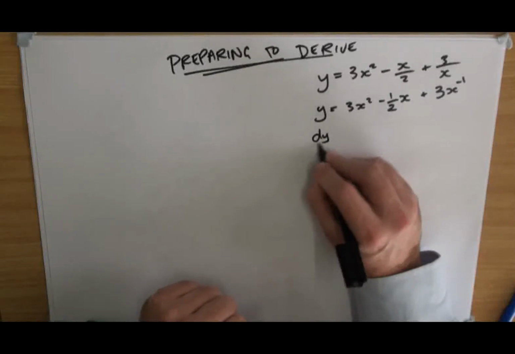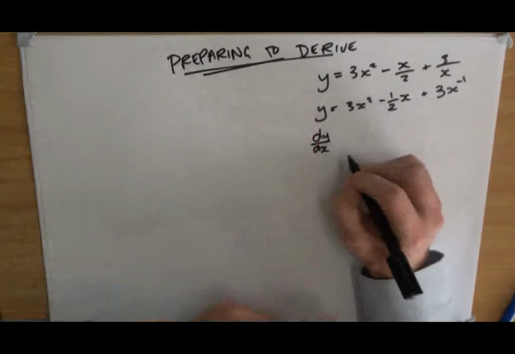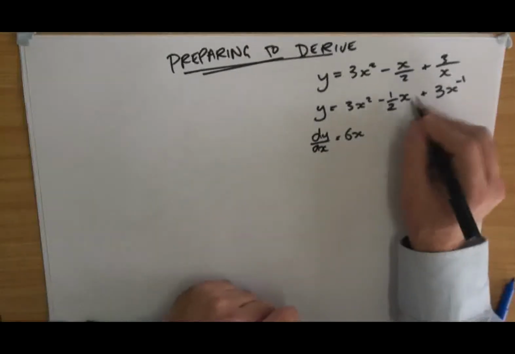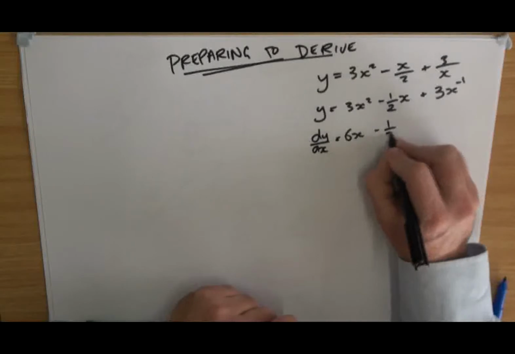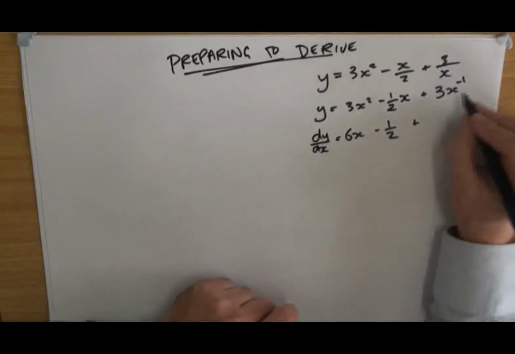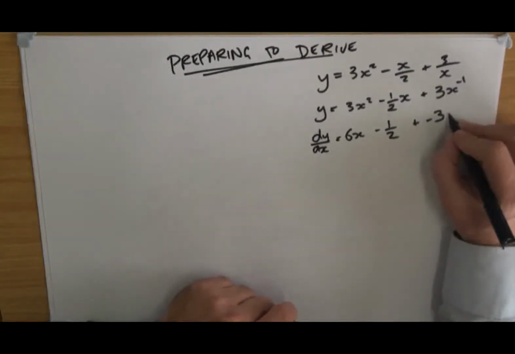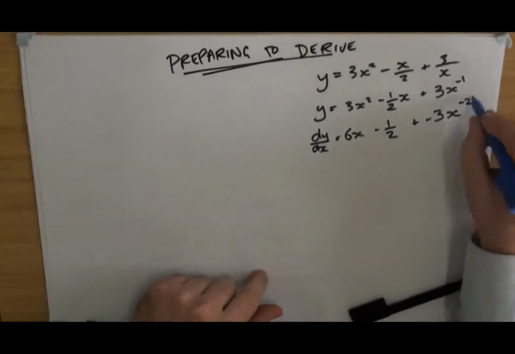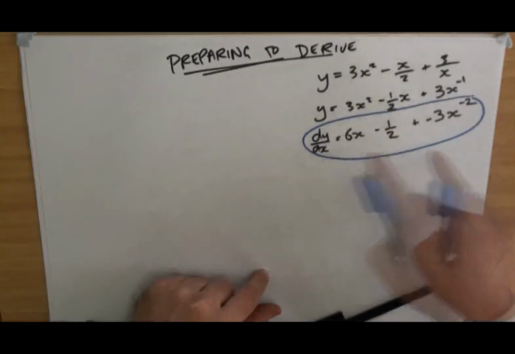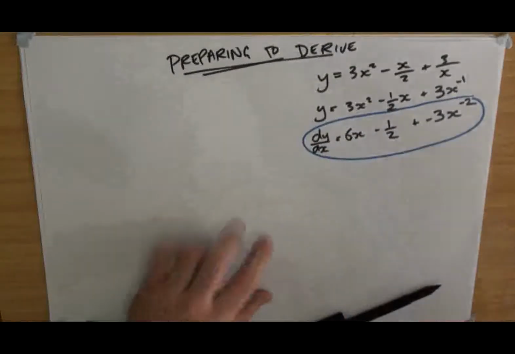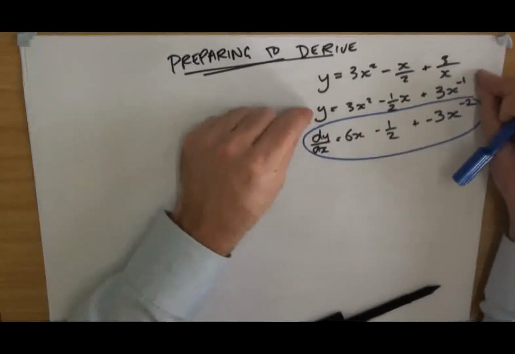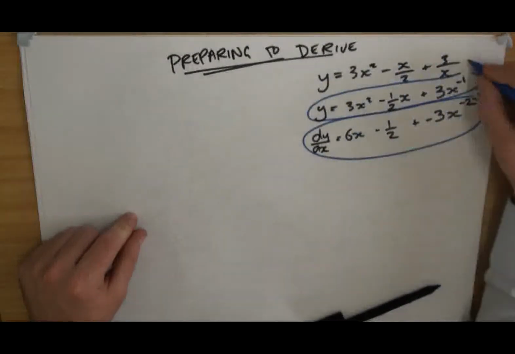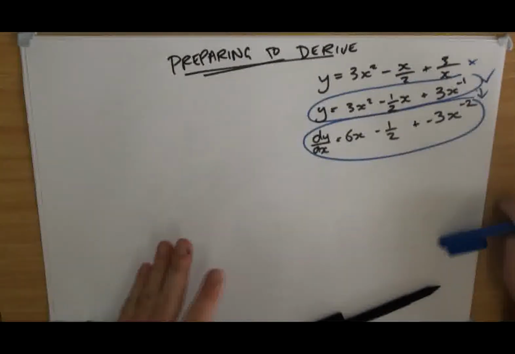So then I can go dy dx. Make sure you do that extra line if you need to. 6x. This x by itself just becomes a 1, so we just go negative a half, plus, well, that's actually going to be negative 3x to the negative 2. Once I've got it derived, I can then rearrange again, but I want to make sure I get it into this form first. This is a good form to derive in. That's not such a good form, but this is. So get it into a nice form.